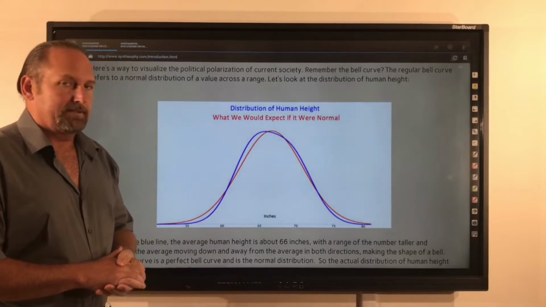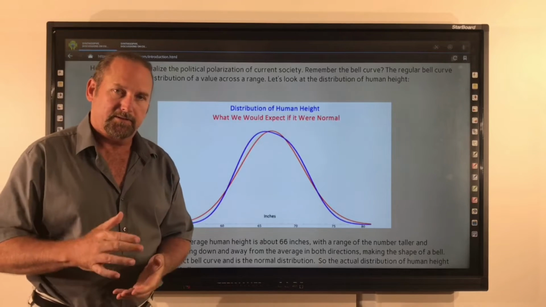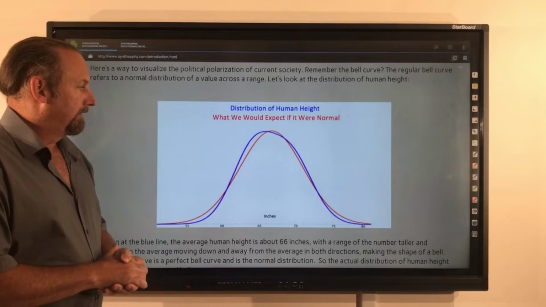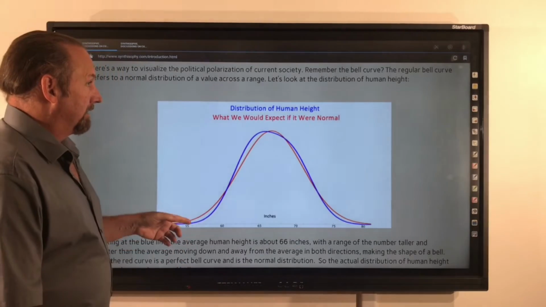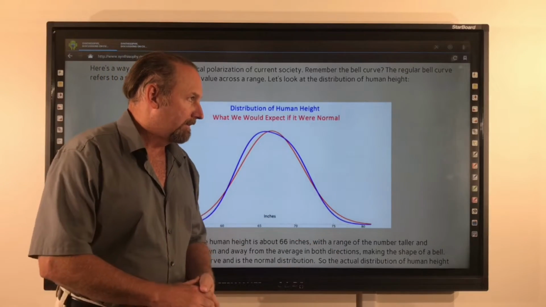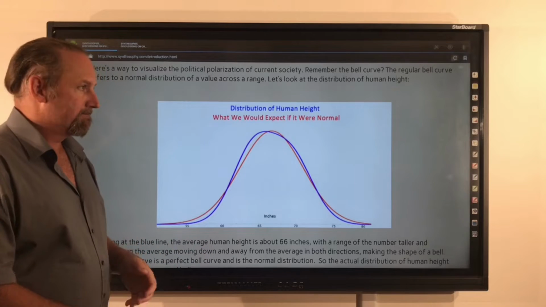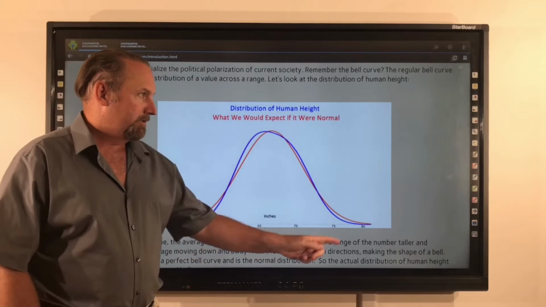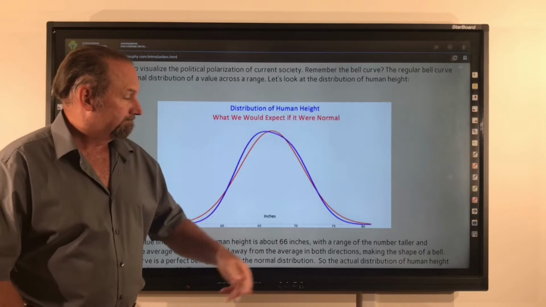Here's a way to visualize it: the political polarization of current society. Remember the bell curve? The regular bell curve here is in red. The regular bell curve refers to a normal distribution of values across a range. It looks like a bell.